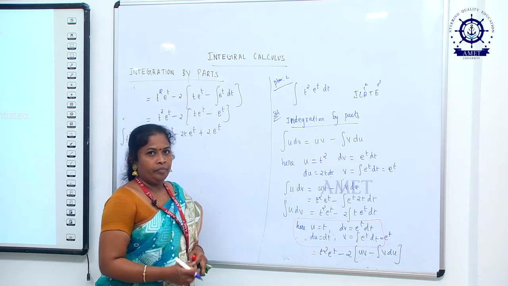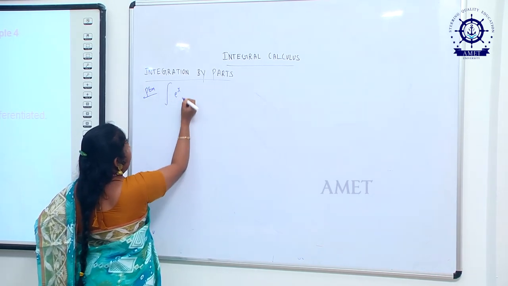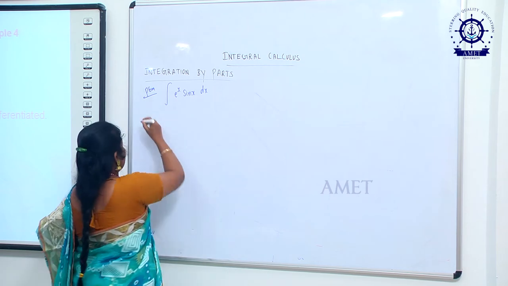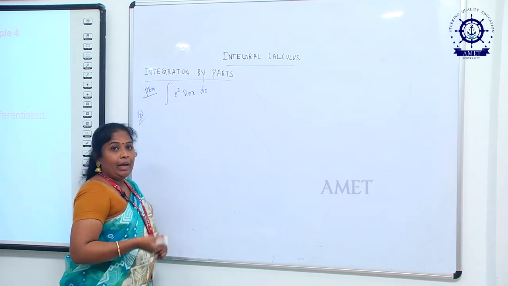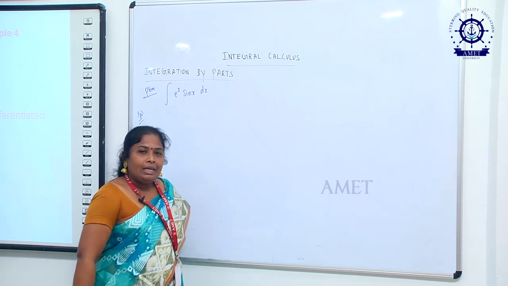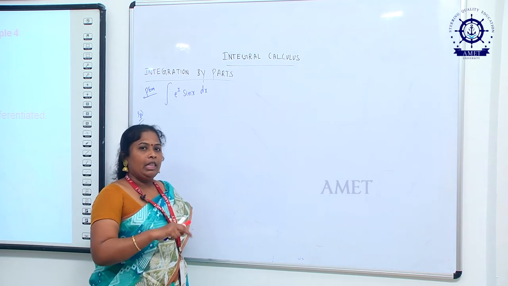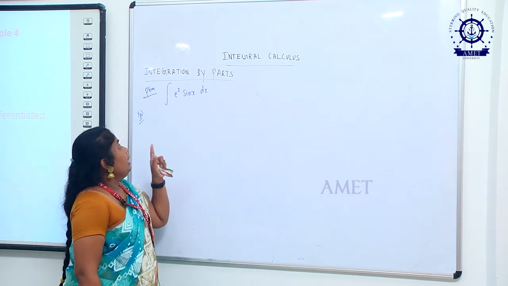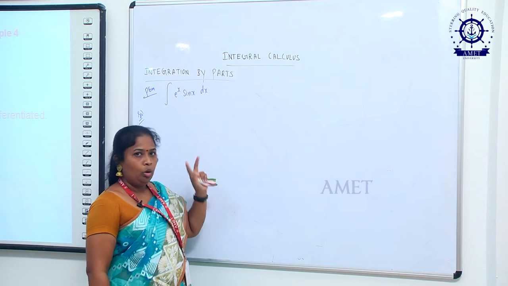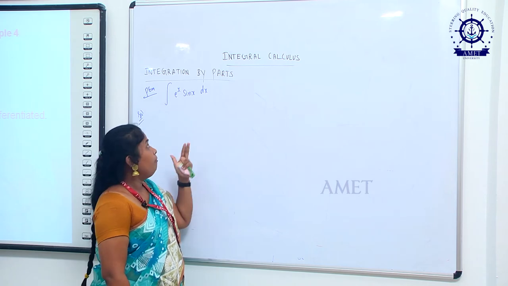Next we see the next problem: integral of e power x into sin x dx. See, in the previous problem, the product of two functions had one simpler and the other complicated. But here e power x is not simpler, and sin x is also not simpler. Both are complicated. Both functions do not become simpler when differentiated.